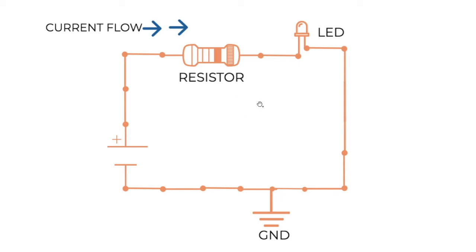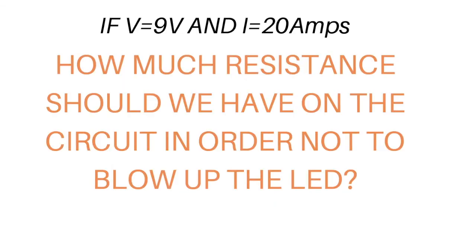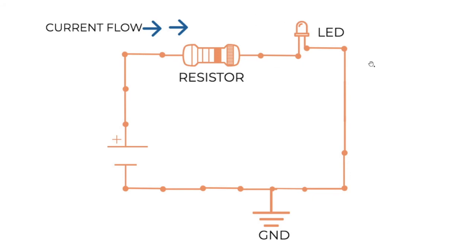So a resistor limits the amount of current that flows through the circuit. Now the problem is, how much resistance should we have on the circuit in order not to blow up the LED? So we have a 9 volt battery, and we have a limit of 20 milliamperes, all right? So the question is, how much resistance should we add to our circuit so that our LED doesn't blow up? So we need to reduce the current that flows through the circuit.